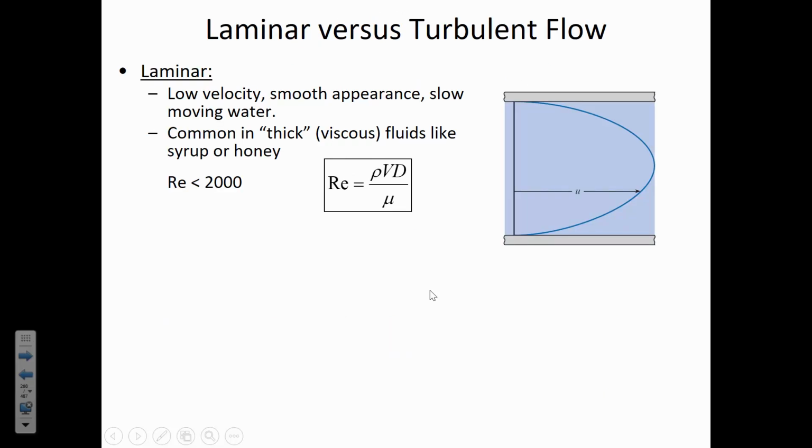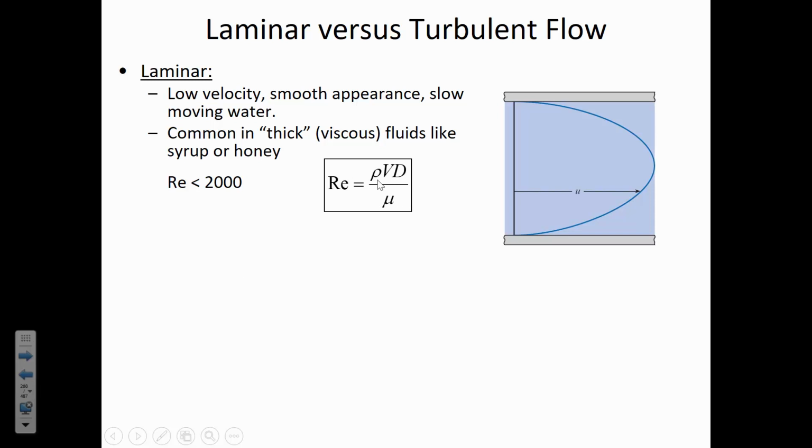There are other ways that we can categorize and classify flow besides steady, unsteady, uniform, non-uniform. So a third method of classifying flow is whether the flow is laminar or turbulent. Laminar flow is characteristic of slow-moving fluids or fluids that are highly viscous. And there's a parameter called the Reynolds number. Here's the formula for the Reynolds number.